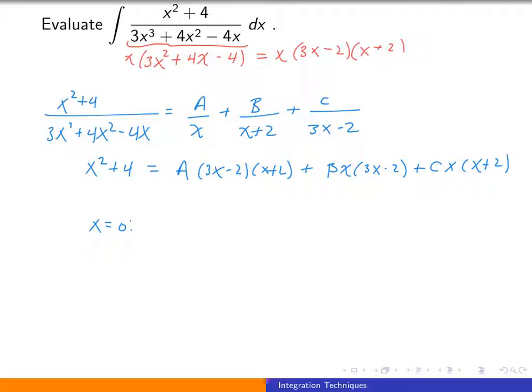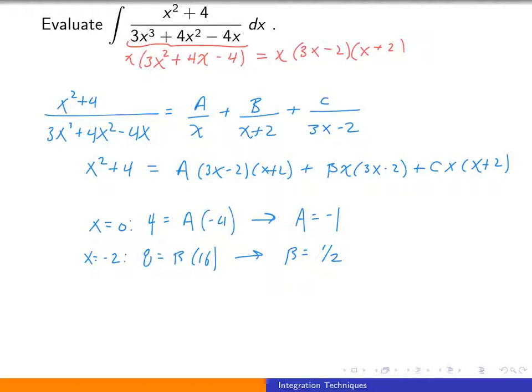So if x is equal to 0, on the left-hand side we have 4, and on the right-hand side we are left with a times minus 4. So in this case, a is equal to minus 1. To solve for b, we plug in x equals minus 2. When x is equal to minus 2, on the left we're going to have 8, and on the right-hand side we're going to have b multiplied by minus 2 times minus 8. So that would be b times 16. So b is equal to 1/2.